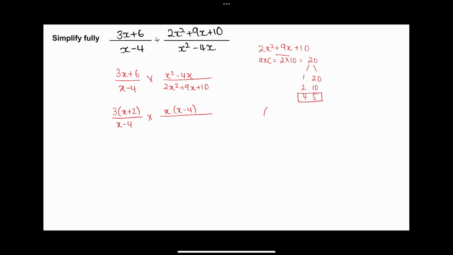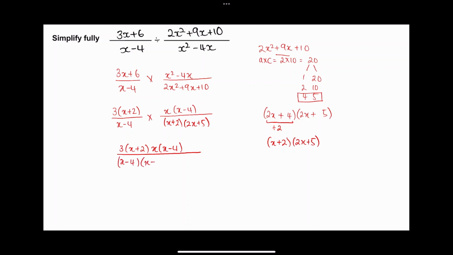Let's do the normal procedures for the longer equation and use our ABC method. This eventually simplifies down to (x + 2) and (2x + 5). Since it's multiplying fractions, we can join the numerators and the denominators together. Once again, the numerators and the denominators both have the same brackets, which we can cancel out, which then gives us our final answer, which is 3x/(2x + 5).